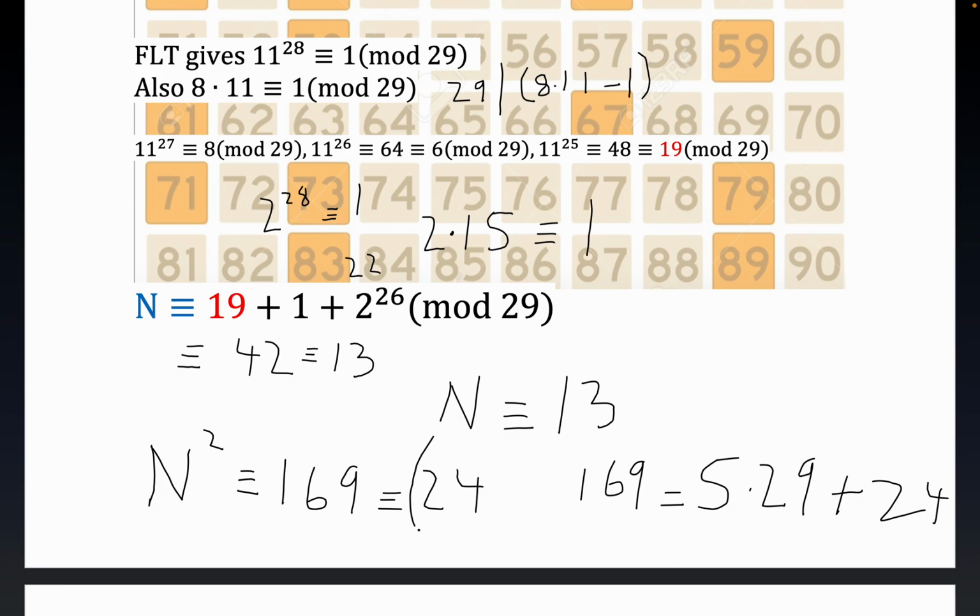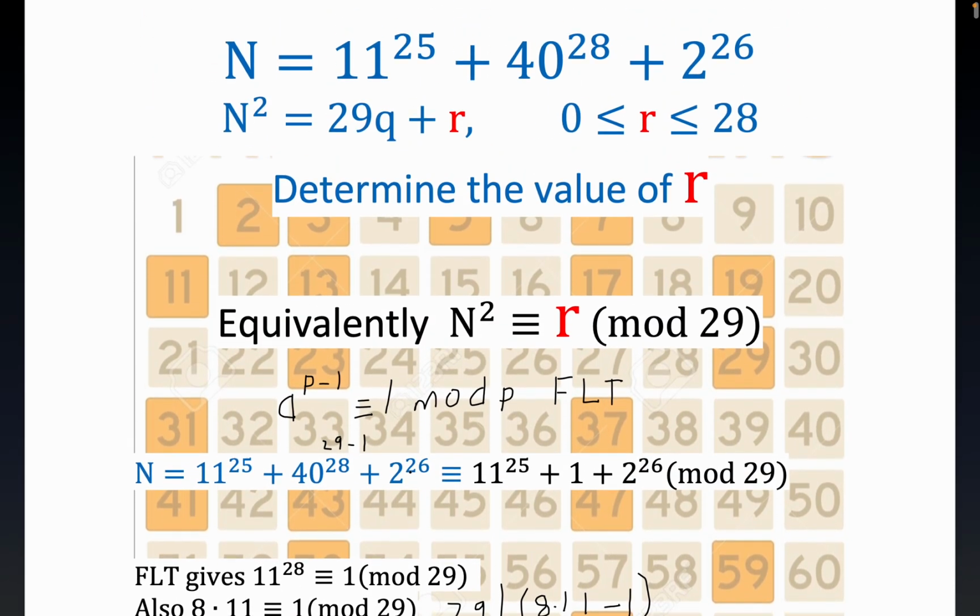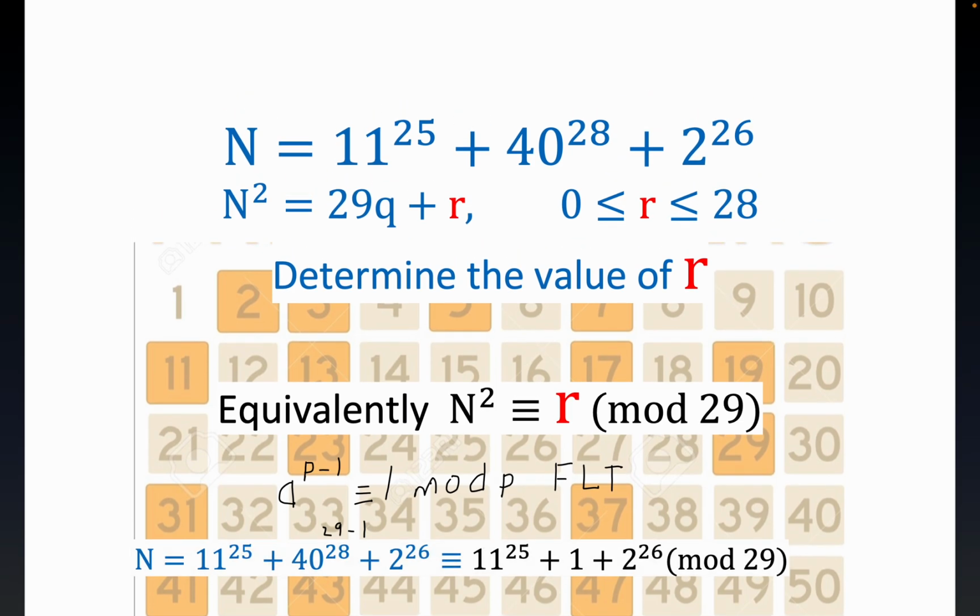And again, I hope it's not too much trouble for you guys to come up here and check how 2 to the 28 gets reduced down to 22 using this arithmetic certainty. 2 times 15 is congruent to 1. Again, these are called multiplicative inverses. So final answer is 24. So let me come up here. The R is equal to 24.